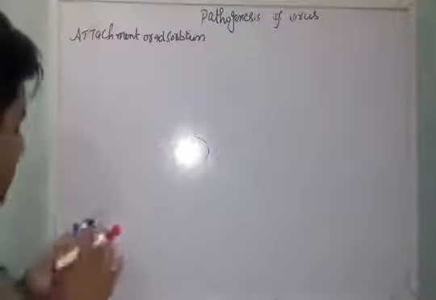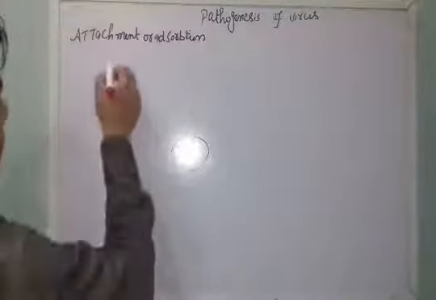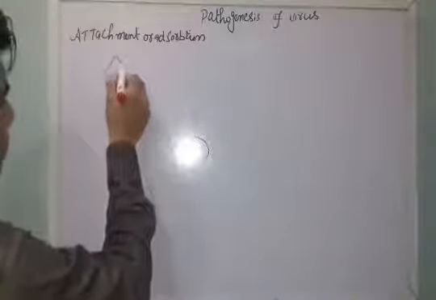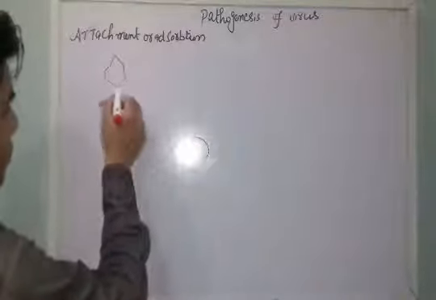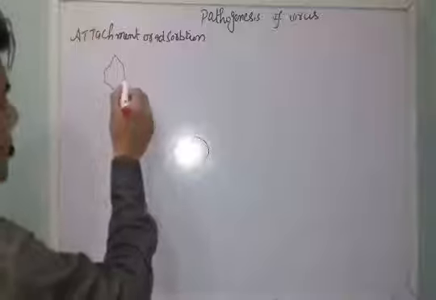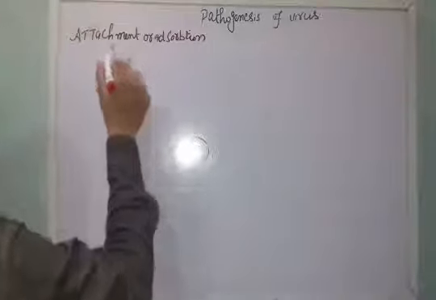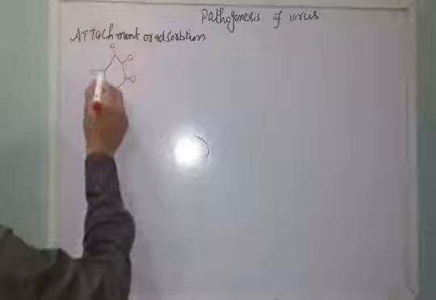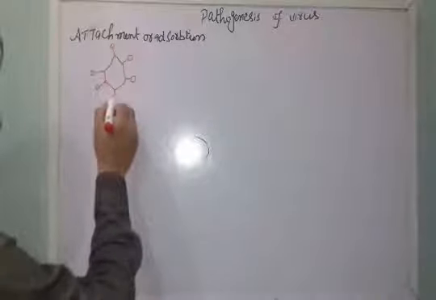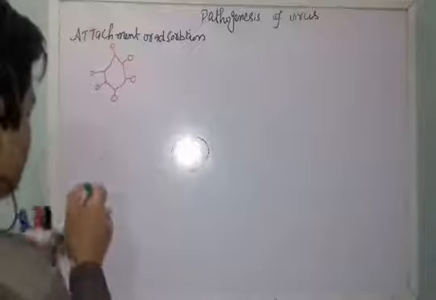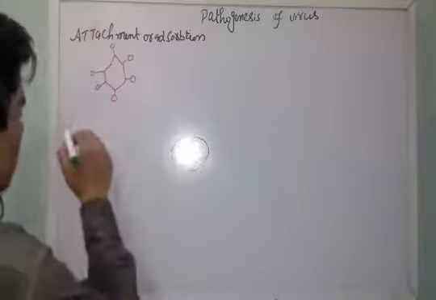Let me explain. Let's suppose this is a virus, and the virus is a naked virus. Naked virus means they don't have an envelope. These are the spike proteins, which are responsible for the attachment. And this green one represents the host cell membrane.